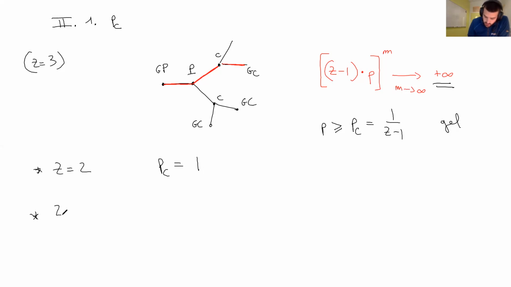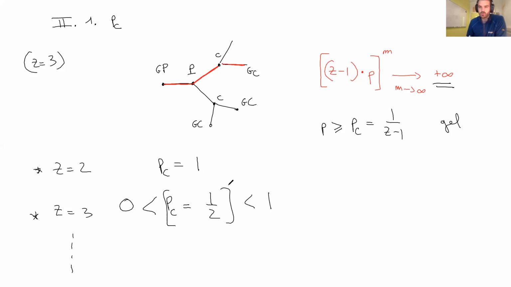So for most other cases, so Z equal 3, for instance, you will have a finite probability that is strictly smaller than 1 and strictly bigger than 0. It's more interesting. It's a more reasonable situation. And so this is strictly in between 0 and 1. Okay. And all the cases after will be in such a situation where PC is a finite object smaller than 1. All right, so that was for PC.